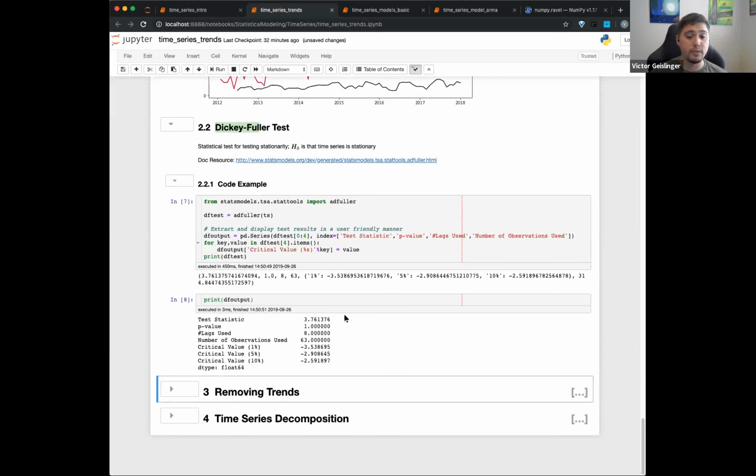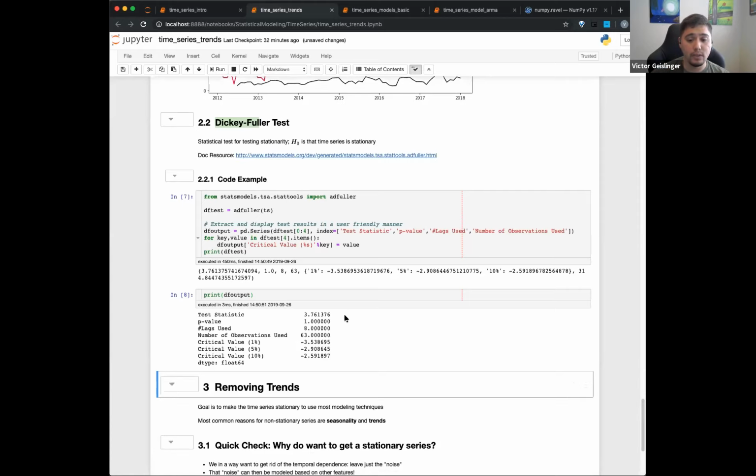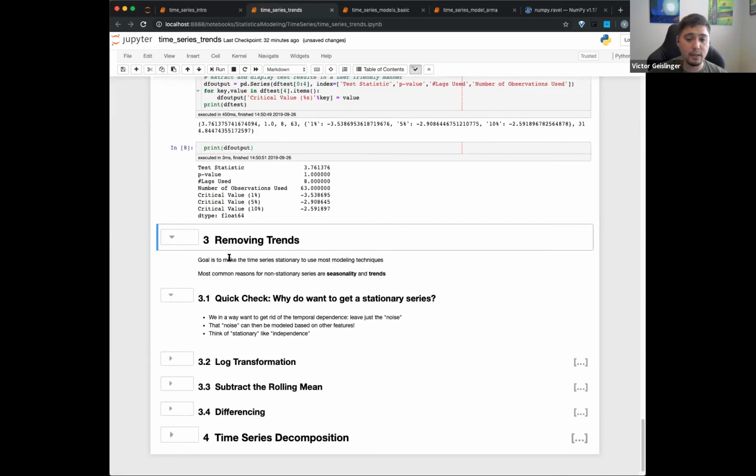The reason why we want to remove trends is basically to get just to the meat, kind of like what's left after we take out all the things that we can explain with time. Okay. So, like I said, our goal is to make the time series stationary.